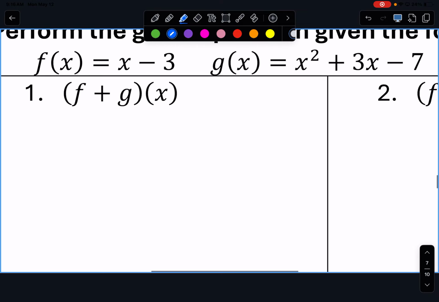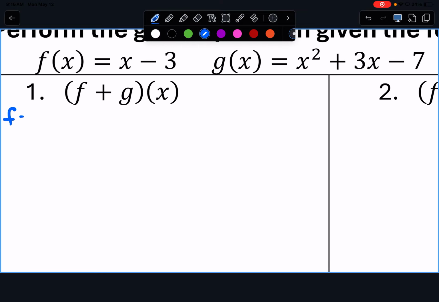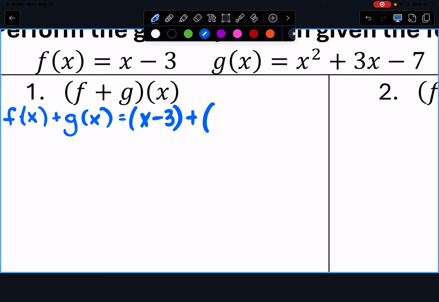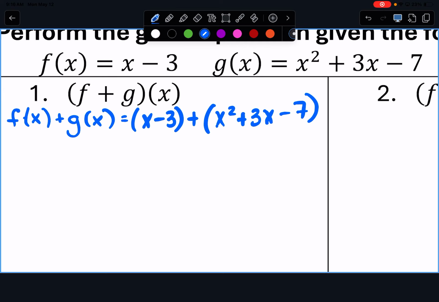So for number 1, we have f of x plus g of x. That's what we're doing here. So what is f of x? What's the function f of x? X minus 3. X minus 3, right? Then we're going to have plus, what's the function g of x? Plus 3x minus 7. We are just pulling whatever our function is from the directions, okay? Now, we're adding them together.